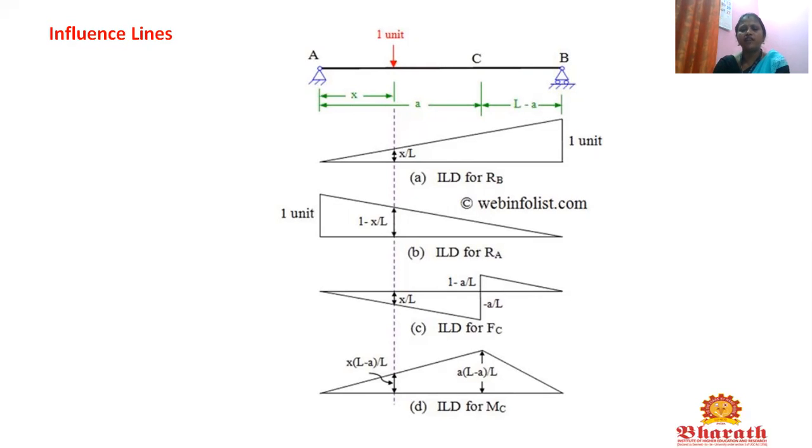Next, the influence line diagram for moments. What is the influence line diagram for the maximum moments? At the unit load it is x into L minus a divided by L, whereas at point C we got a into L minus a divided by L.